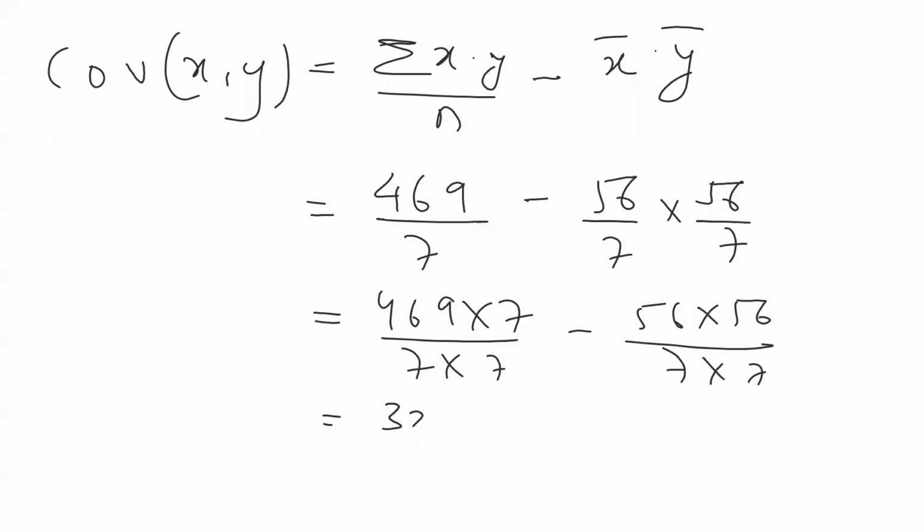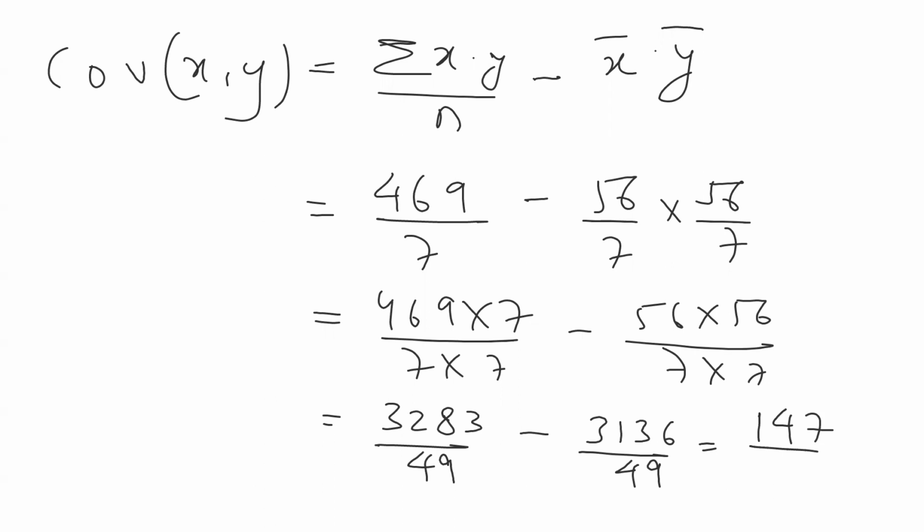3283 upon 49 minus 56 into 56, 3136 upon 49. So you can minus this: 3283 minus 3136, which is 147 upon 49. So this is the value of covariance between x, y.